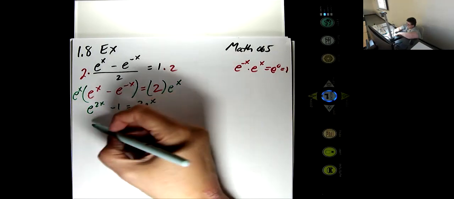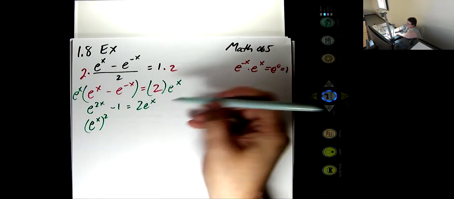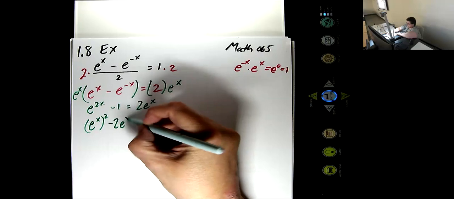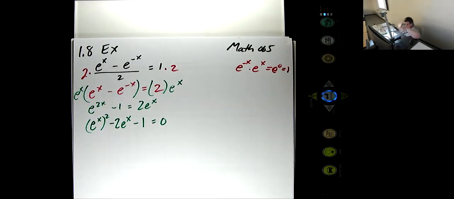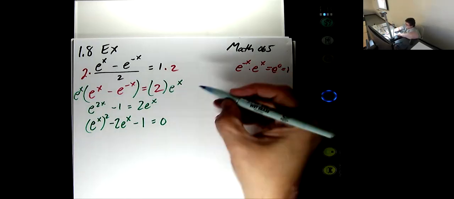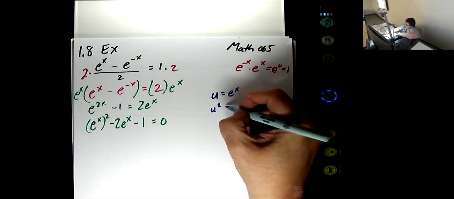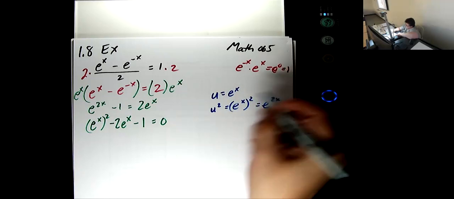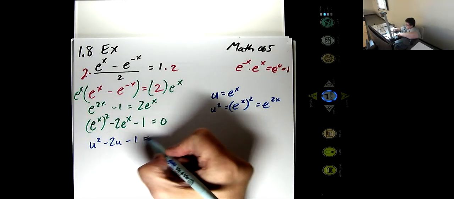And this is really e to the x squared. e to the 2x and e to the x squared are the same thing. I'm going to subtract the 2e to the x to the other side, and I have something like this. All right, so this is where the magic comes in. We're going to say u equals e to the x. So u squared equals e to the x squared, which is e to the 2x. And this equation turns into u squared minus 2u minus 1 equals 0.